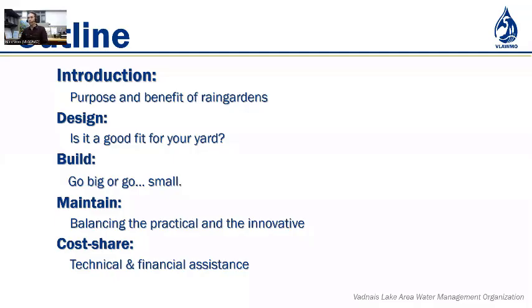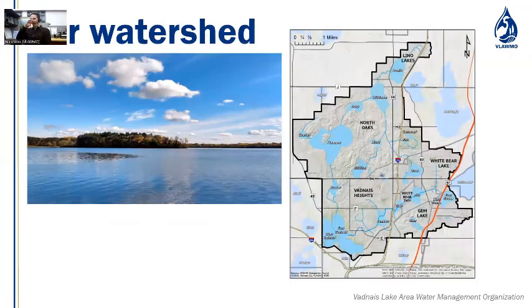So what will we cover? We're going to go through the purpose and benefit of rain gardens, design, is it a good fit for your yard? Things to think about as you design and fit it into your yard routine. Building, go over the details. It's okay to go big or small. Maintenance, thinking about maintenance on the front end. And then we have our cost share program, the different levels of the program and levels of technical, financial assistance, and other resources.